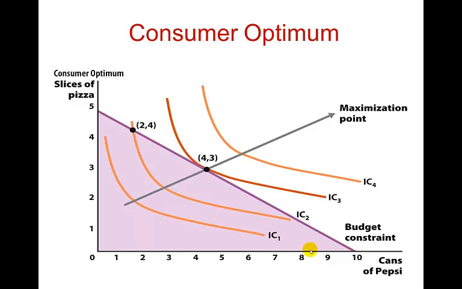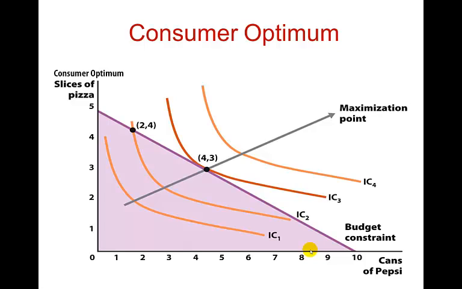So the consumer optimum will look something like this. This is a graph showing, again, pizzas and Pepsis. And you can see that there are indifference curves on this graph. Those are the orange lines and the red line. And there is a budget constraint, and that is the purple line, and the budget set is the lighter shading of purple inside the budget constraint. Our consumer's optimal bundle that they could consume here is 4 cans of Pepsi and 3 slices of pizza.